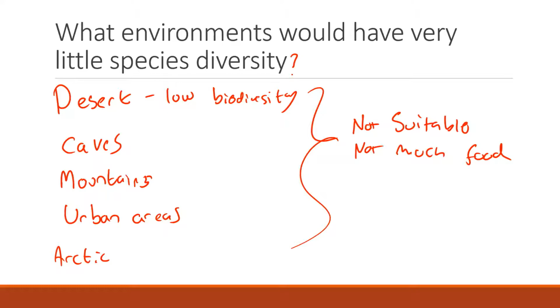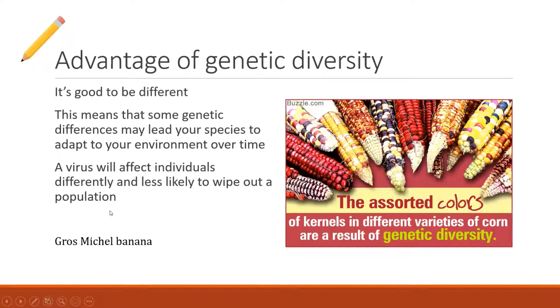So what does that mean? Well, low biodiversity means, well, next slide. What's the advantage of genetic diversity? Why is it good to be different? This means that some genetic differences may lead your species to adapt to your environment over time. If you've got a really diverse species and someone in your species evolves claws, then that's going to help your species overall down the track.